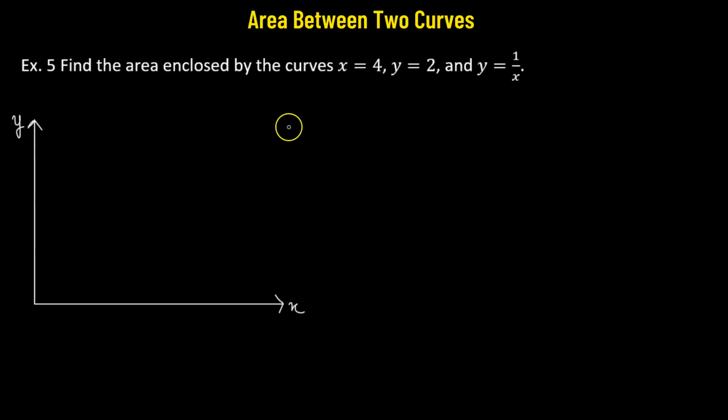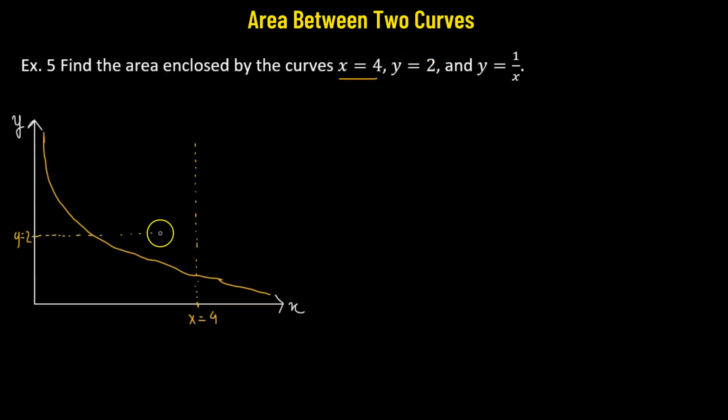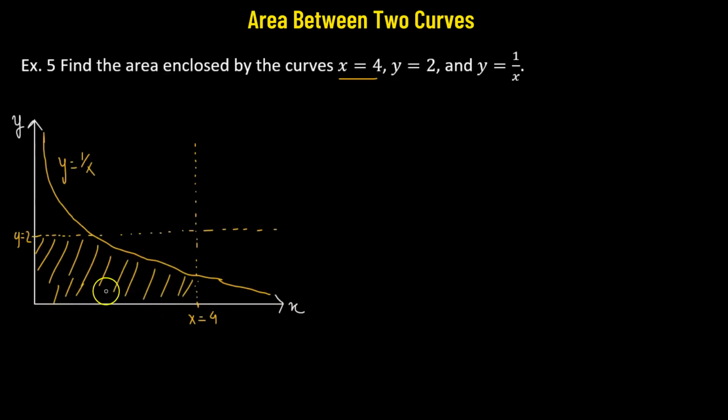So let's first sketch the graph of y equals 1 over x. We will consider x equals 4 and we have y equals 2. So let's say this is y equals 2. So our task will be to determine the area enclosed by the graph of y equals 1 over x, the line y equals 2 and x equals 4. So that means the area of this shaded region. So let's obtain that value.